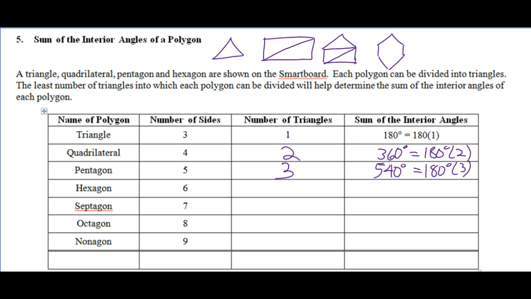Okay, hexagon. How many triangles? 4. And 4 triangles will give us 720 degrees, right? Come on, all of you skateboarders or skiers or snowboarders should know all of these rotations, right? 180, 360, 540, 720. What's next? 900, 1080. What's the most anybody's landed in a competition? 1440. On a skateboard, maybe 1080.